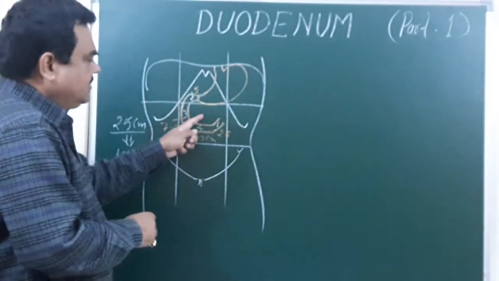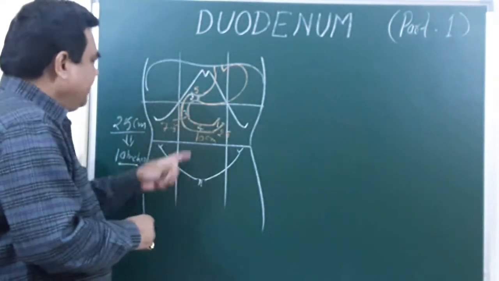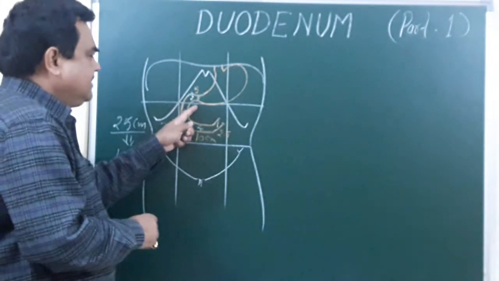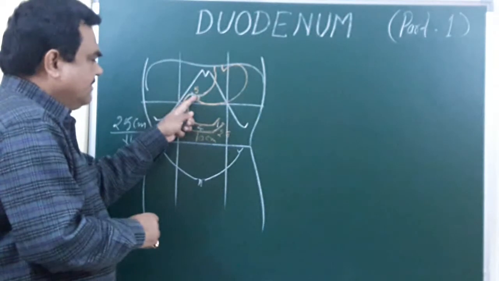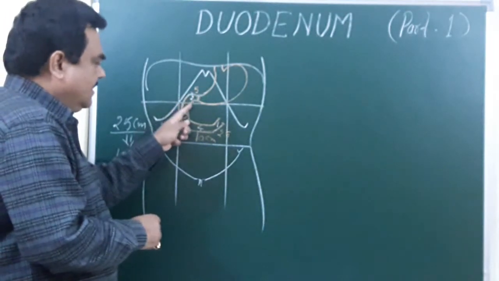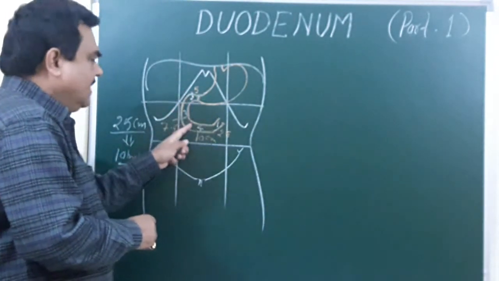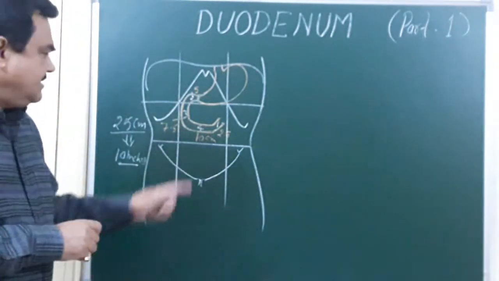Position. What is the location of the duodenum? The duodenum lies in the epigastrium region, a small part, and most of the part lies in the umbilical region. This is the umbilical region.